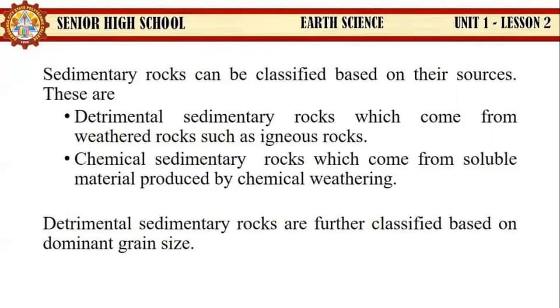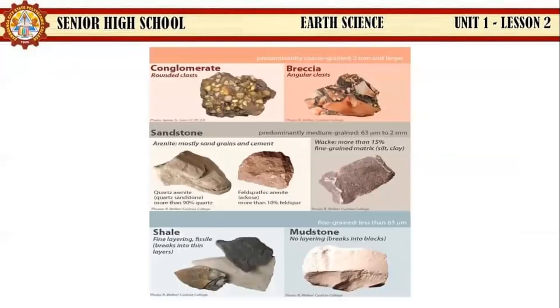First, we have the detrital sedimentary rocks, which come from weathered rocks such as igneous rocks. Second is the chemical sedimentary rocks, which come from soluble material produced by chemical weathering. Detrital sedimentary rocks are further classified based on dominant grain size. This figure shows the types of sedimentary rocks based on their grain size. We have the predominantly coarse grain, the predominantly medium grain, and the fine grain sedimentary rocks.